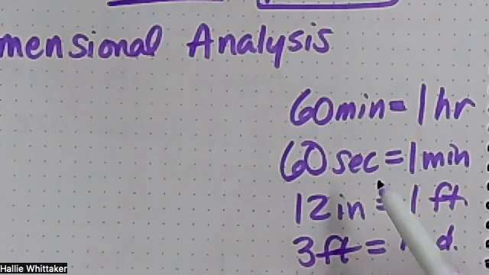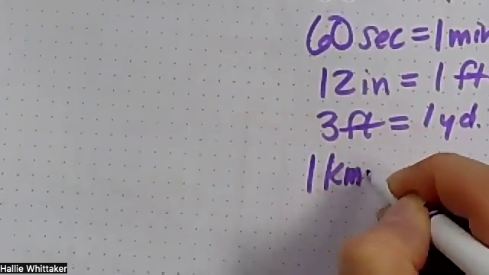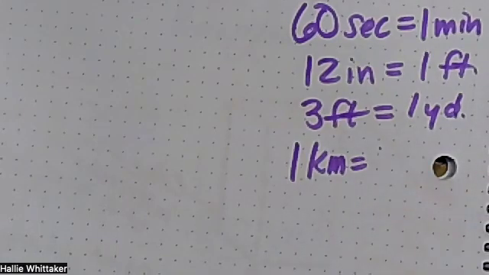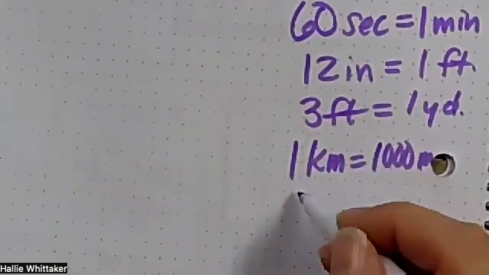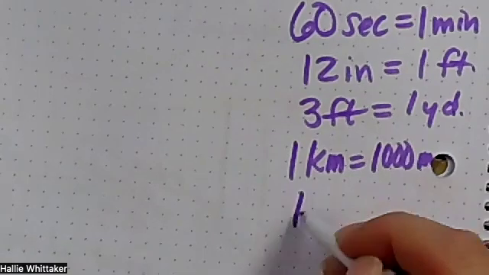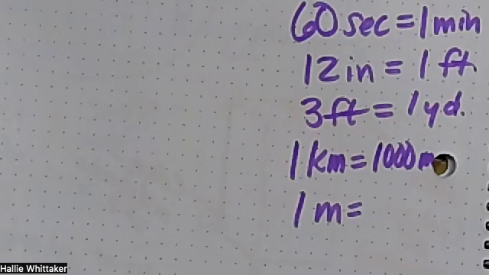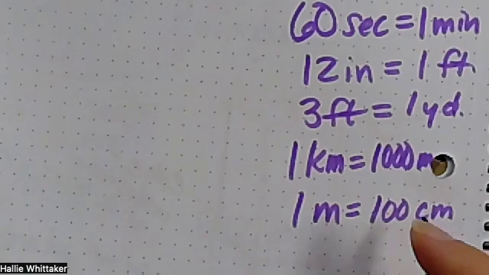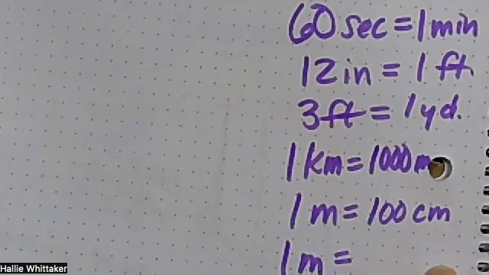Now let's hit a little bit of metric stuff. 1 kilometer equals how many meters? What does kilo mean? Kilo means 1,000. Good job. So that's 1,000 meters. 1 meter equals how many centimeters? 100. Yep, because centi, like century, means 100. 1 meter equals how many millimeters?